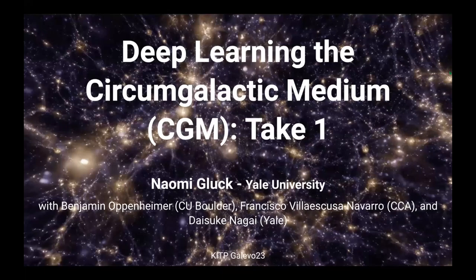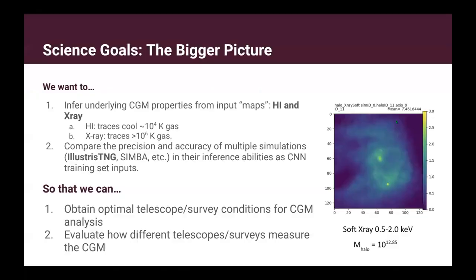So today I'll be talking about deep learning the circumgalactic medium, CGM, take 1. This is pretty much the first time that we're using what we're calling halocentric data within a neural network to infer properties of the CGM. So the science goals in the bigger picture: we want to infer underlying CGM properties from input maps. And maps are in quotation marks because they're not really maps, they're discrete data points.